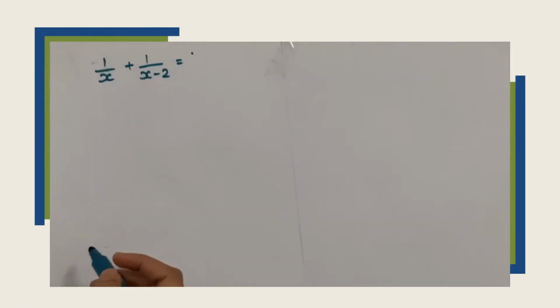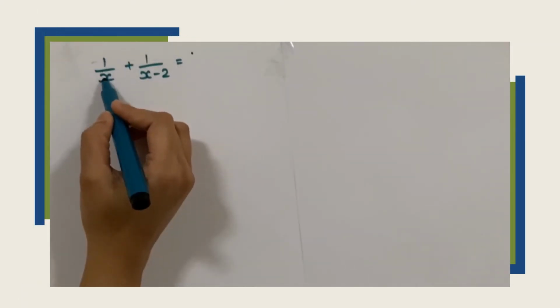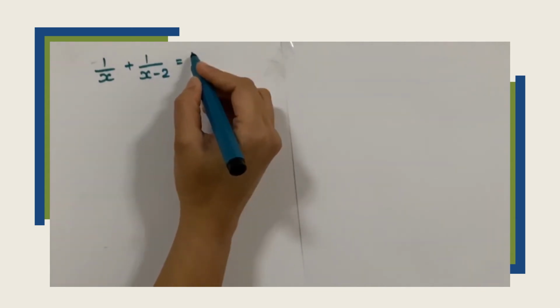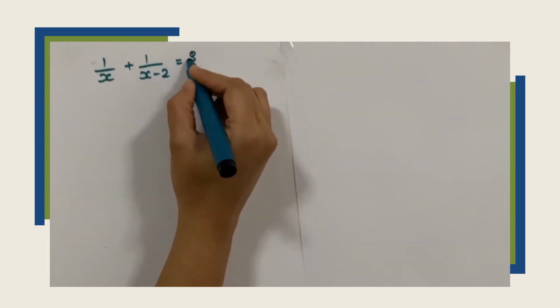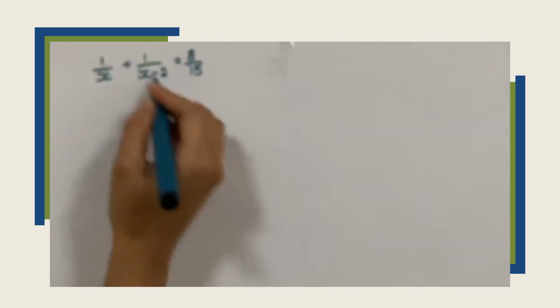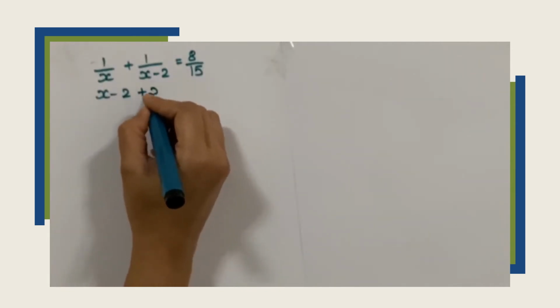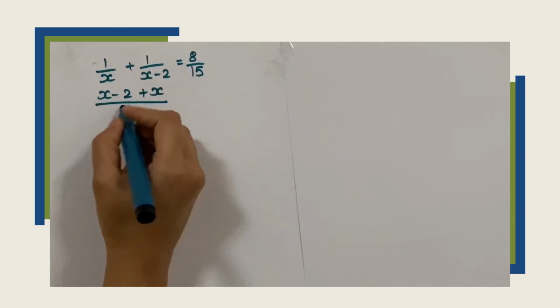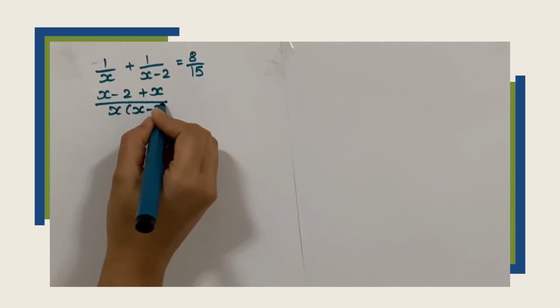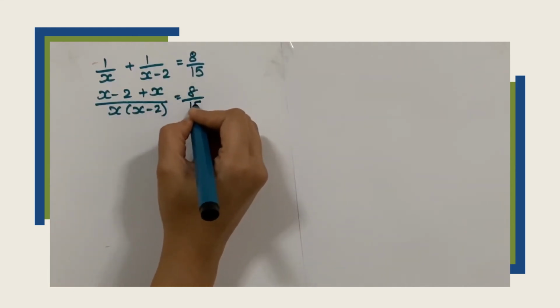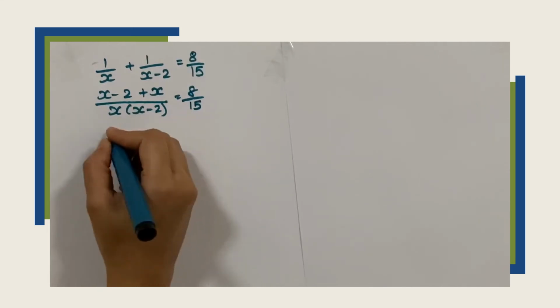A similar question: the tap with the smaller diameter fills 1 by x, the tap with the longer diameter fills 1 by x minus 2, and together it is 8 by 15. Then let's solve it. It's x minus 2 plus x by x into x minus 2 is equal to 8 by 15. Then do cross multiplication and simplify that.